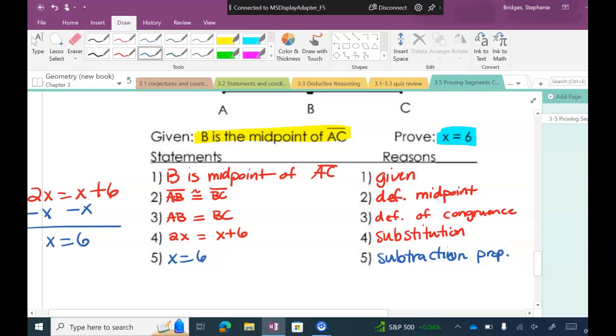Did we get to where we were supposed to? Did we get what it says to prove? Yes.